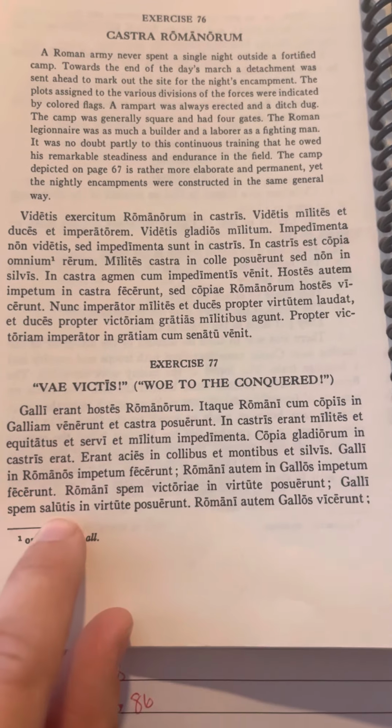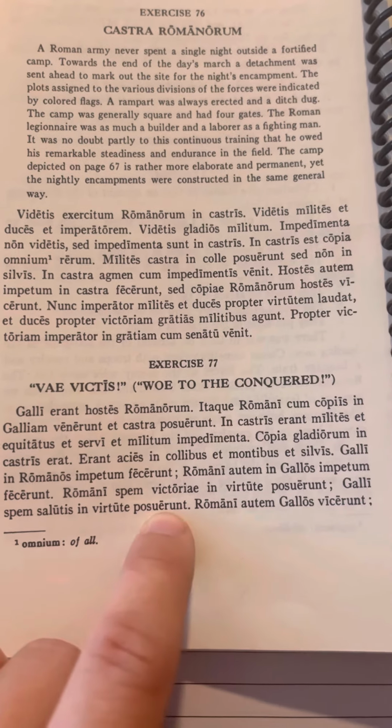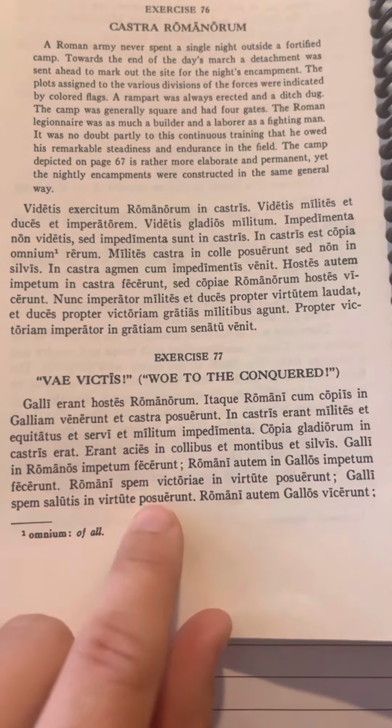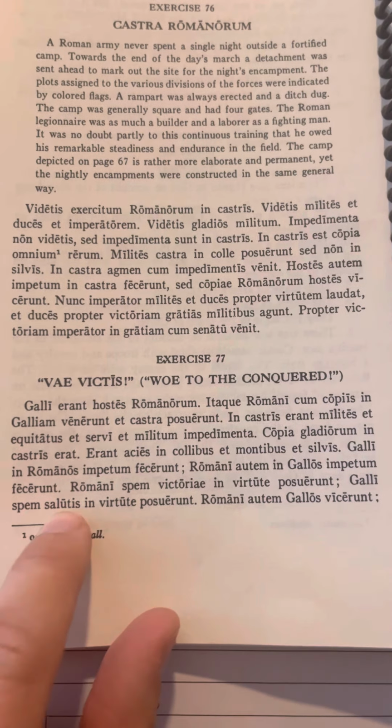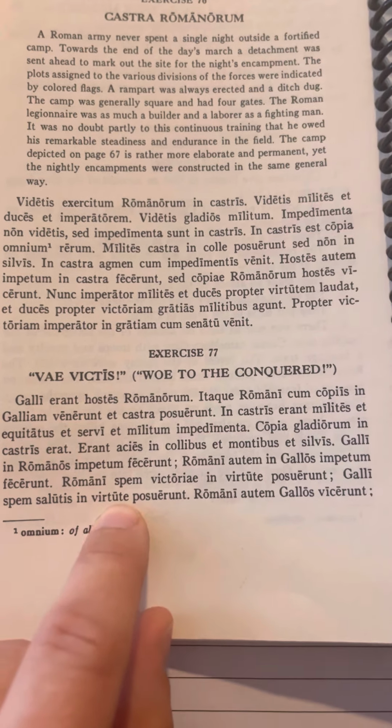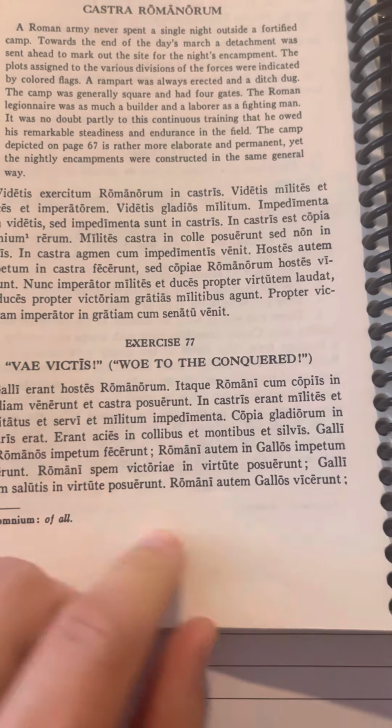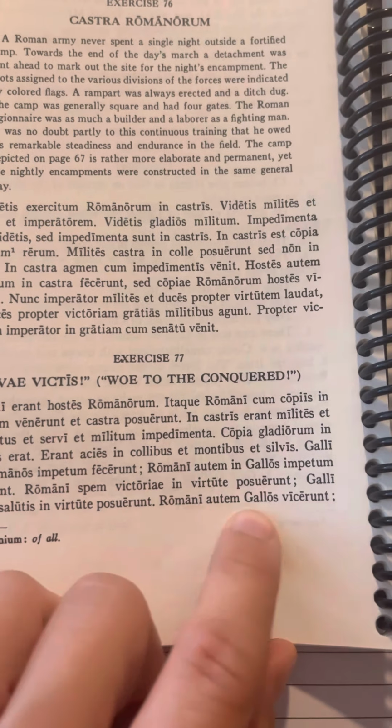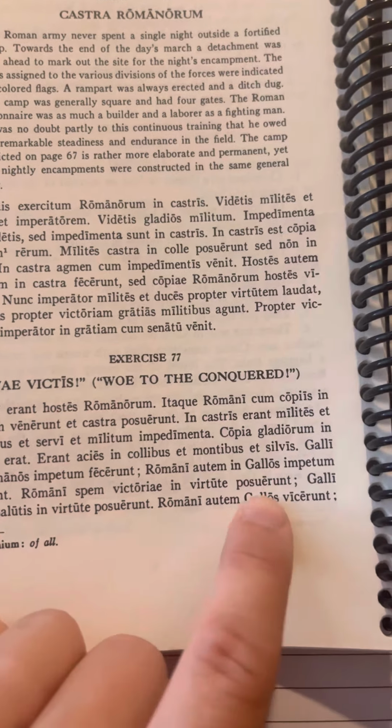Galli spem salutis in virtute posuerunt. The Gauls placed hope of salvation in virtue. They're both trusting to their own bravery. Romani autem Gallos vicerunt. The Romans, however, conquered the Gauls.